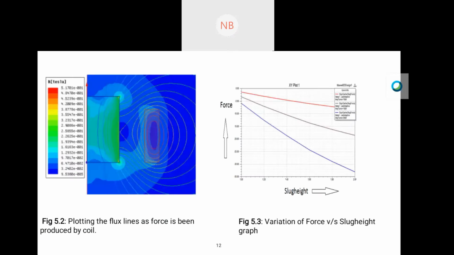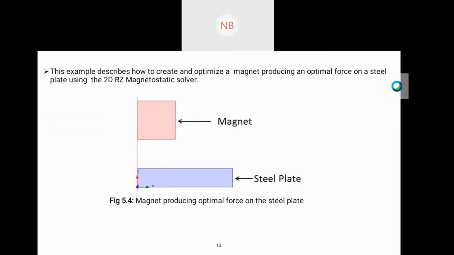In this slide, you can see the variation of force versus slug height. With the increase in height of the slug, we can see the force experienced by the slug is reduced. In the next slide, I have considered one more example where I have taken a magnet and a steel plate where the force is being calculated. For that, the optimization requires the desired force to be 0.25 just by varying the air gap between the plate and the magnet.